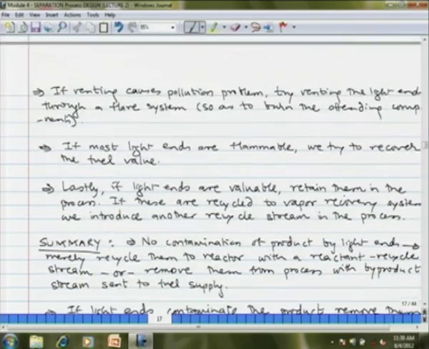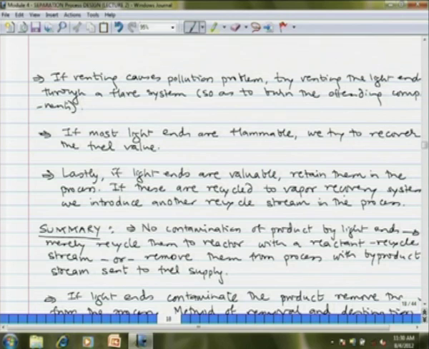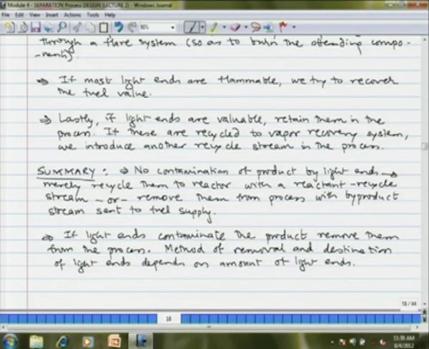If venting causes a pollution problem, then try venting the light ends through a flare system so as to burn the offending components. If the light ends are flammable, then try to recover the fuel value by using them as a fuel in your furnace or other heaters. And lastly, if the light ends are valuable, then retain them in the process, like some of the valuable light ends I just mentioned, the unsaturated molecules.